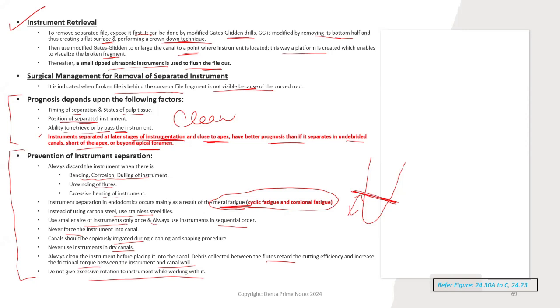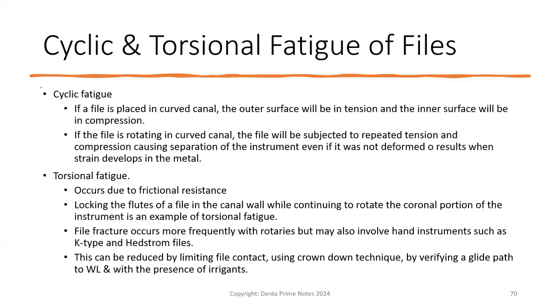Now that we have talked a little bit about cyclic and torsional fatigue because it's the main reason, let's talk in a little detail about them. Very important topics. Cyclic fatigue of the files. If a file is placed in a curved canal, the outer surface will be in tension and the inner surface will be in compression. If the file is rotating in a curved canal, it will be subjected to repeated tension and compression, causing separation of the instrument even if it was not deformed, and results when strain develops in the metal.